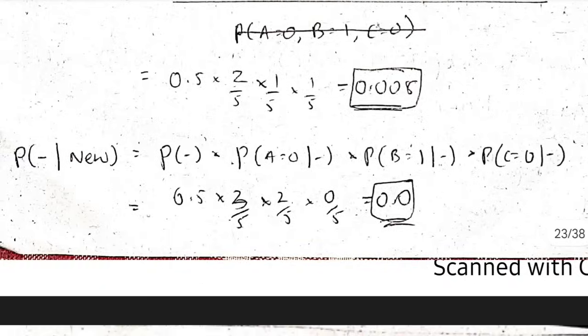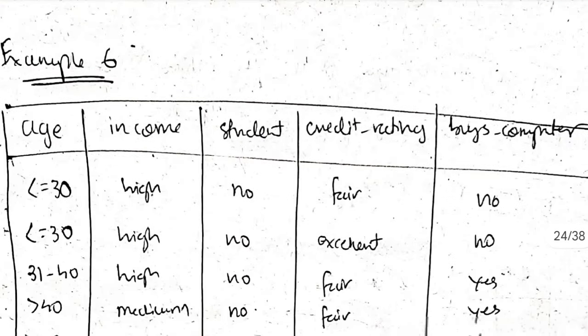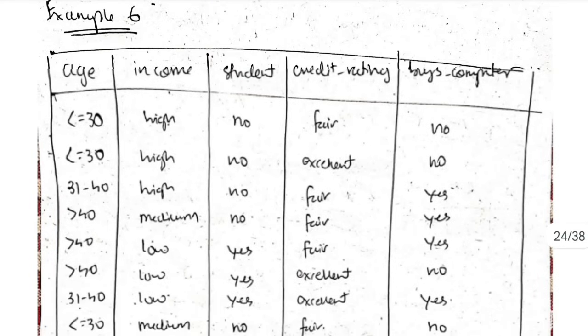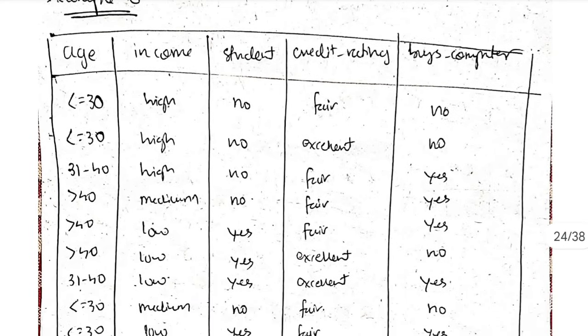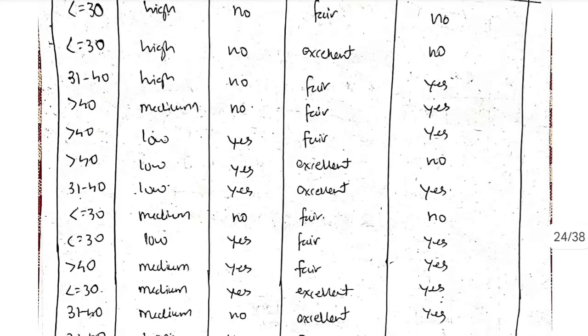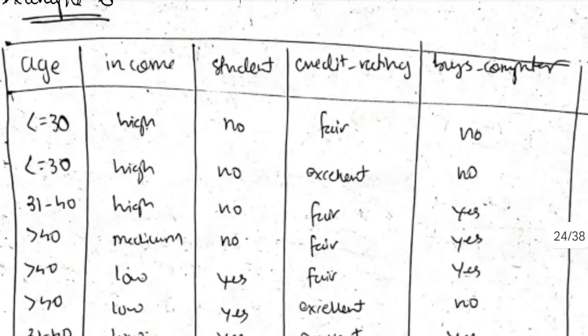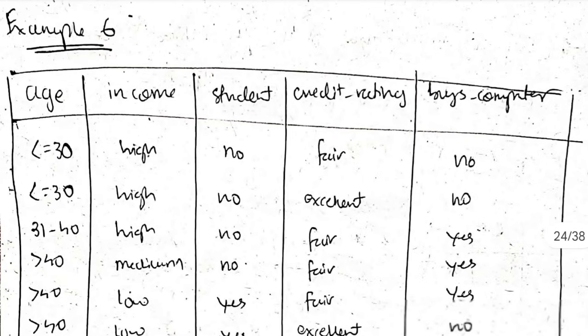Got it? Okay, so let's move on to the last example, which is example 6. By now I hope things are clear. Even if not clear, you can listen to this example, and hopefully things will be clear for you. So answer me, what is the output class? Buys computer is the output class. How many no are there, how many yes are there, that you have to calculate.